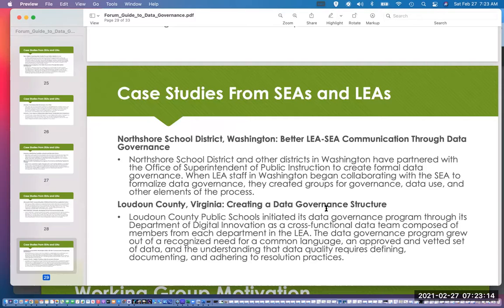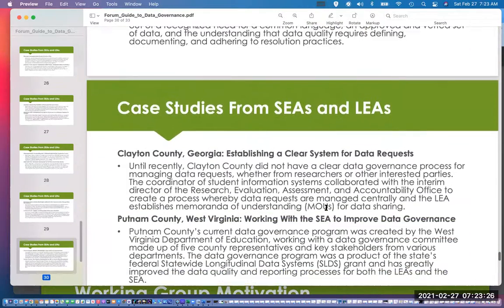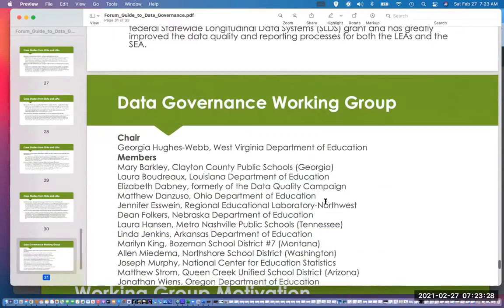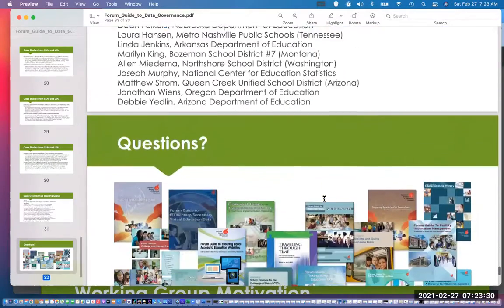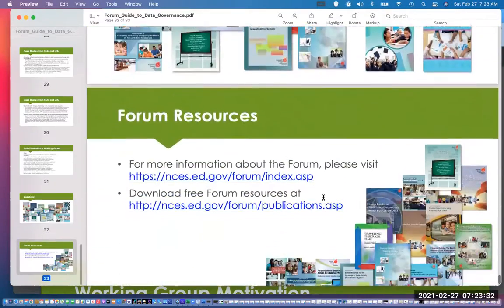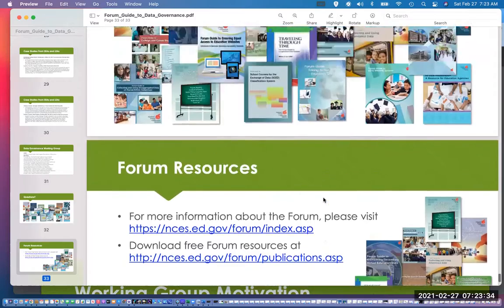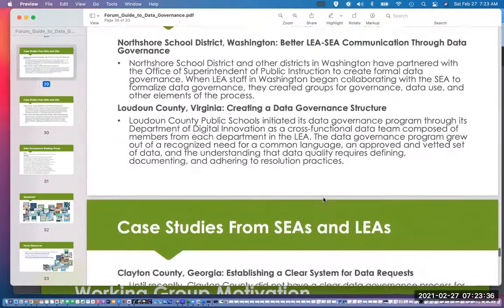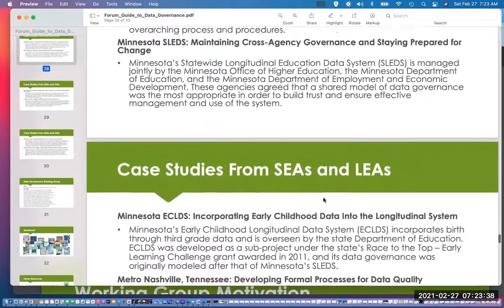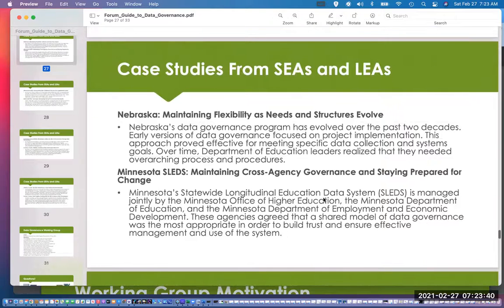Metro Nashville, Tennessee, developing formal processes for data quality. Metro Nashville's data governance program was developed through an iterative process that focused on data ownership and specified business rules. Metro Nashville now has 22 data quality specialists who are responsible for monitoring data quality, identifying the root cause of data quality issues, and guiding and coaching the staff at each school to implement solutions to the issues.